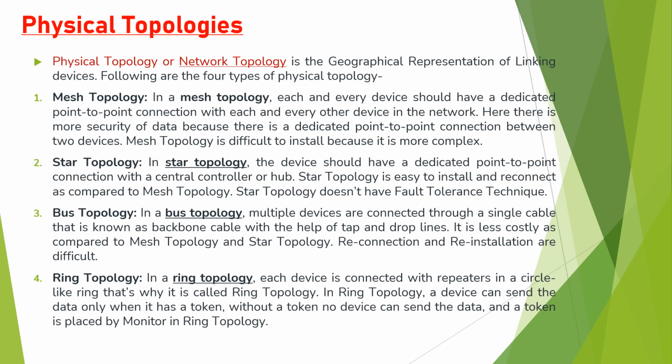Physical topologies. Physical topology or network topology is a geographical representation of linking devices. Following are the four types of physical topology. Mesh topology. In a mesh topology, each and every device should have a dedicated point-to-point connection with each and every other device in the network. Here, there is more security of data because there is a dedicated point-to-point connection between two devices. Mesh topology is difficult to install because it is more complex.